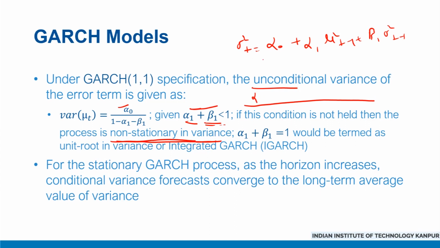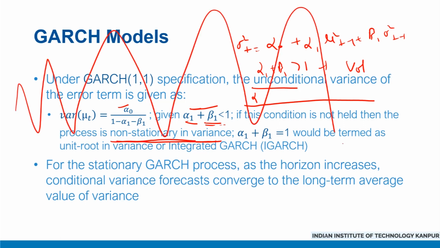There is no precedence or rationale for alpha 1 plus beta 1 greater than 1, which essentially would mean that the volatility explodes. This is called explosion of volatility infinitely in times to come. But generally, there is no precedence of that.